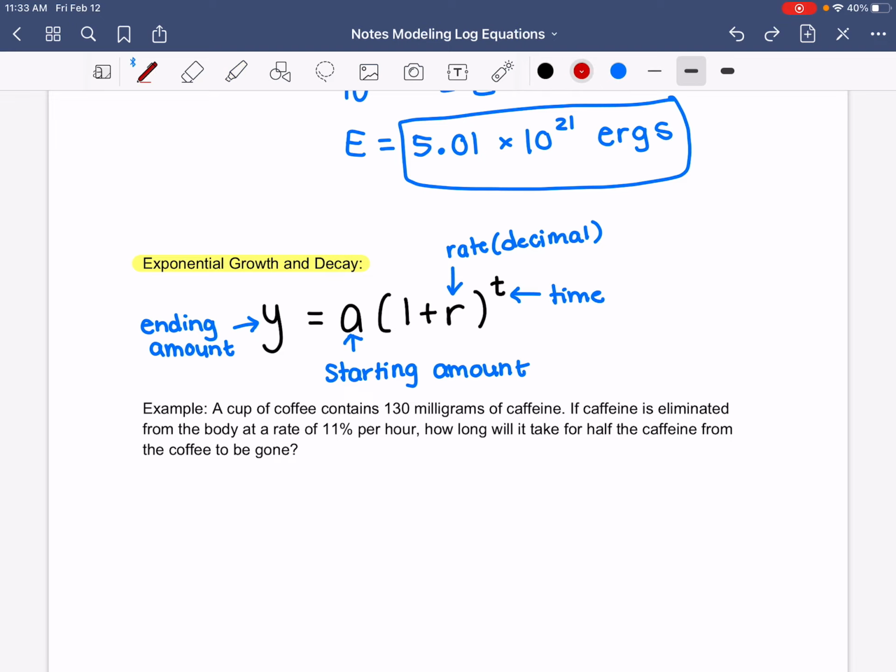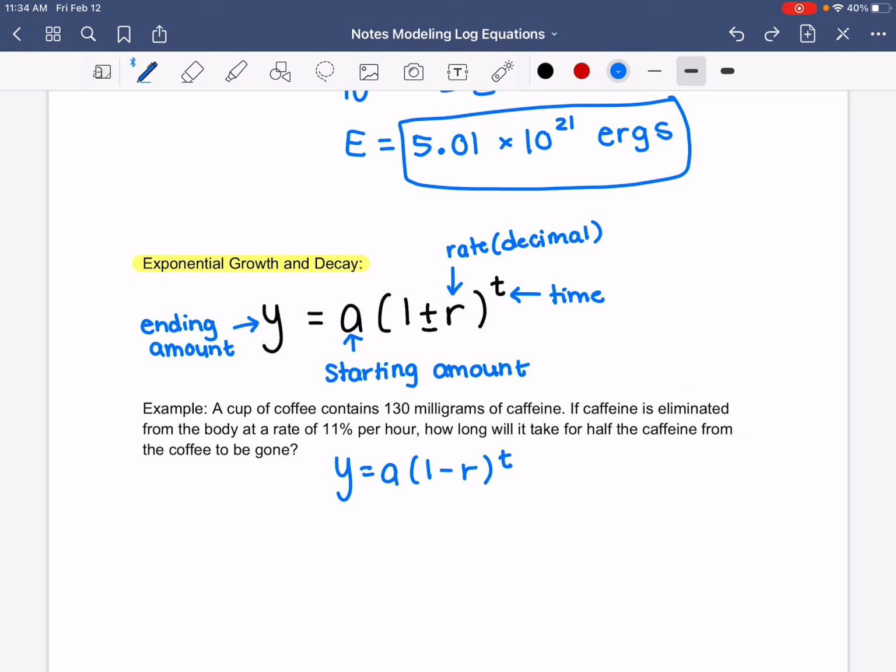Okay, so we're going to use this little equation right here. Y equals a parentheses 1 plus r to the power of t. Oops, this is plus or minus. Can you guys fix that? Sorry, I messed up. 1 plus or minus. We're going to use 1 minus r because it says that the caffeine is eliminated from the body. So this is going to be decay because it's going to go down.